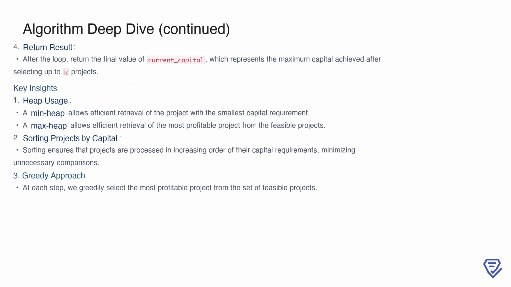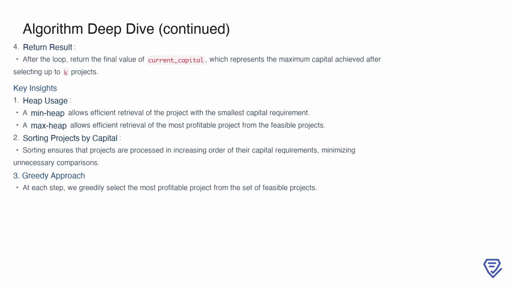Once the loop completes, we return the final value of current_capital, which represents the maximum capital achieved after selecting up to k projects. There are several core insights behind this algorithm. First, the use of a min-heap for projects_heap ensures that we can efficiently retrieve the project with the smallest capital requirement, enabling a quick check for feasibility.